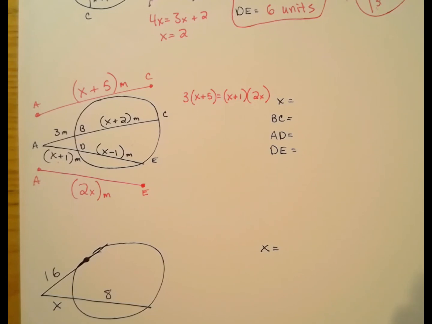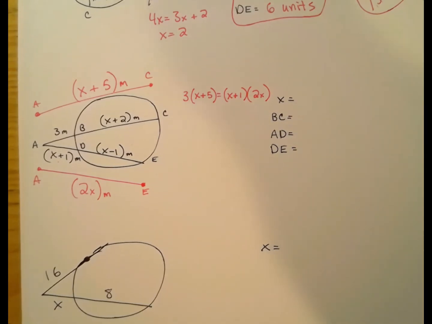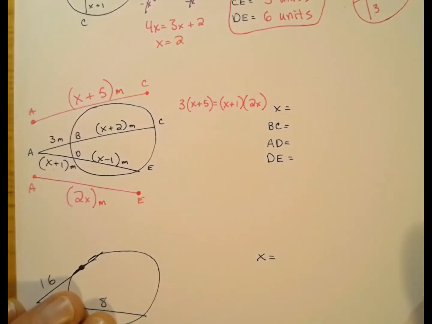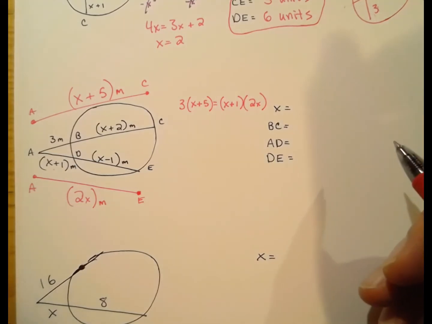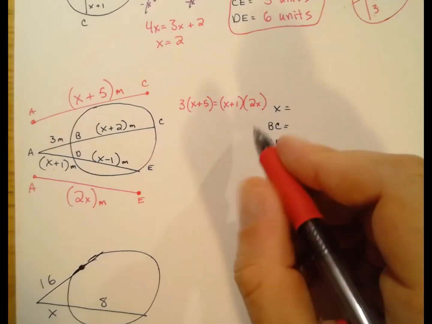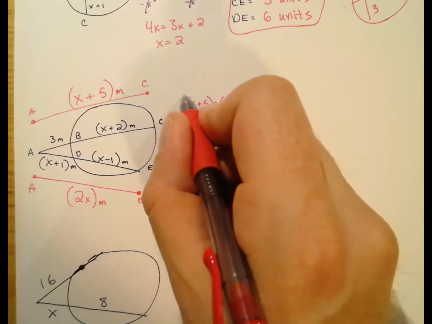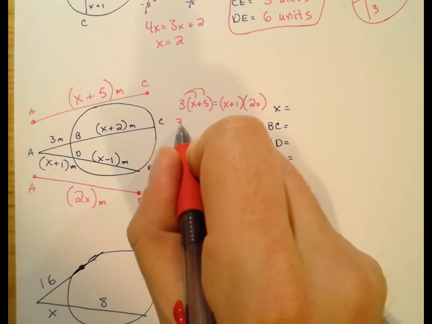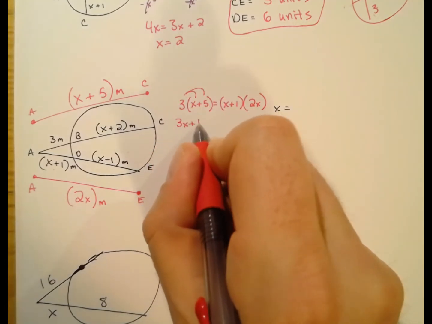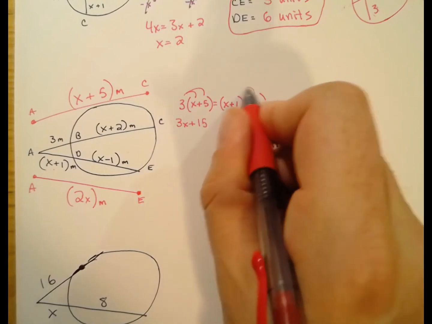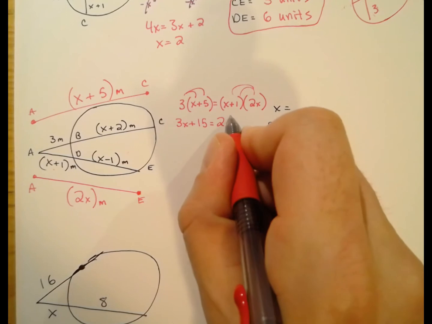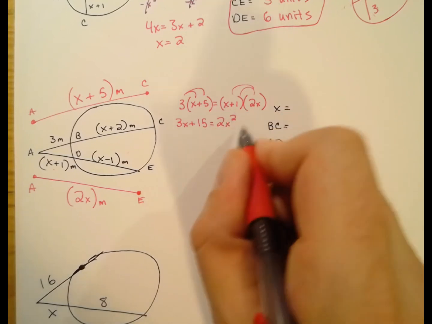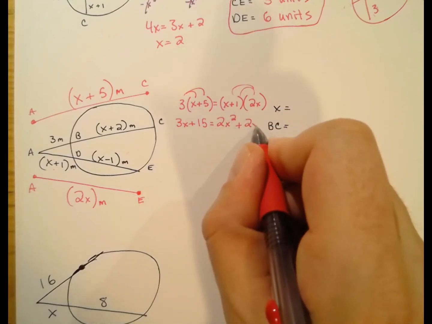Okay, we're going to have some distribution to do here and some simplifying, and maybe we'll get lucky and have to use the quadratic formula. Won't that be fun? So distribute 3x plus 15, distribute 2x squared. 2x times x is 2x squared plus 2x.